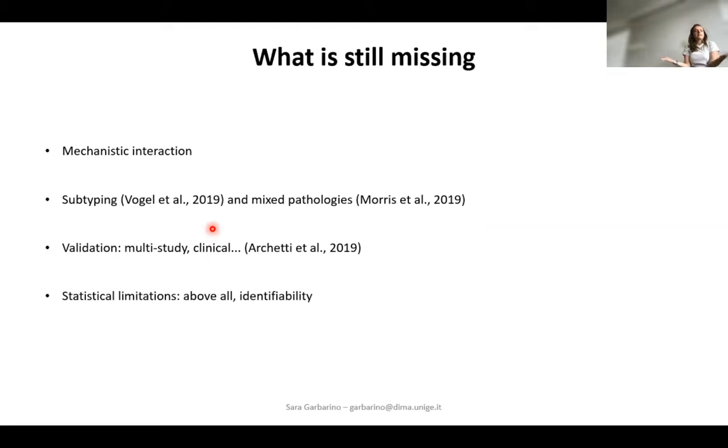And then of course, there are statistical limitations that should be mentioned, and above all, identifiability. Identifiability is an issue here, because these models have a huge number of parameters that need to be estimated. And if you want to integrate subtyping, co-pathologies, mechanistic interaction, the number of parameters just explodes. You can take some precautions, like using a Bayesian framework, so you have some uncertainty associated with your parameter estimation. You can go towards validation on independent data sets, but still, formally, identifiability is an issue for these types of models.